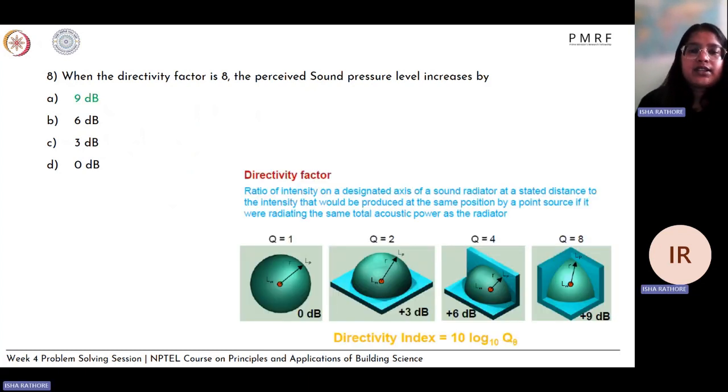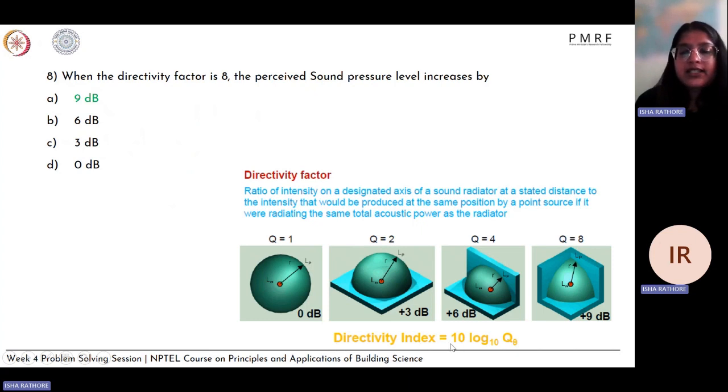So the directionality factor is the ratio of intensity on a designated axis of a sound radiator at a stated distance to the intensity that would be produced at the same position by a point source if it were radiating the same total acoustic power as the radiator.